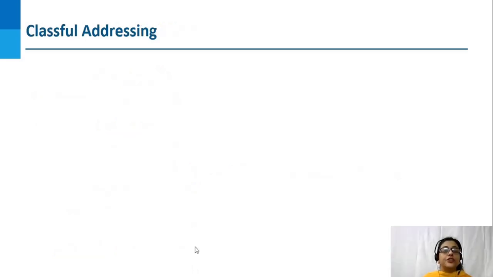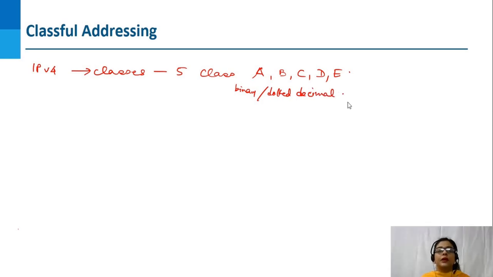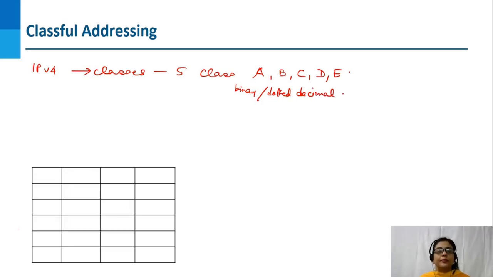Let us now turn our attention to classful addressing. IPv4 has the concept of classes. There are 5 different classes: A, B, C, D and E. Now these classes of addresses are defined, as said previously, by either binary notation or dotted decimal notation. Now let us understand these classes one by one.